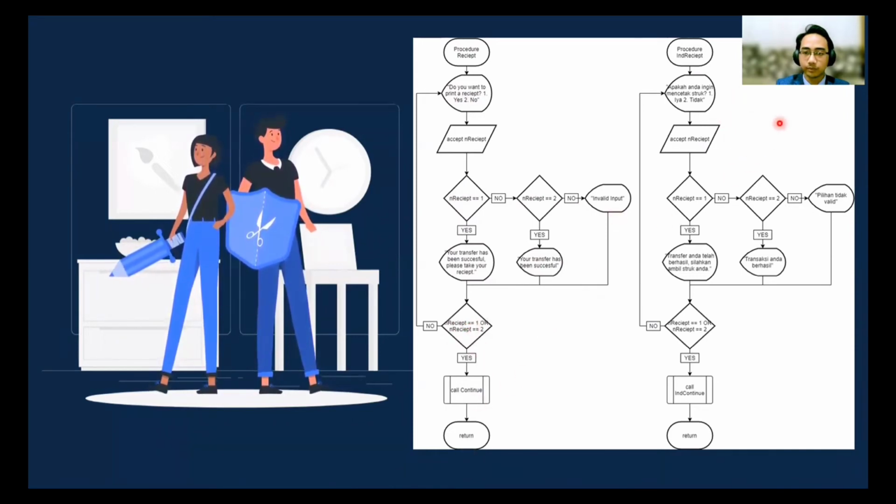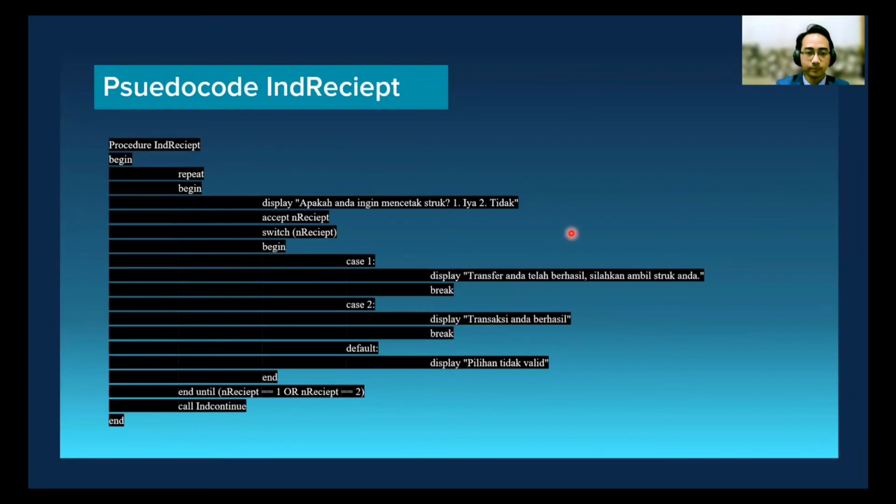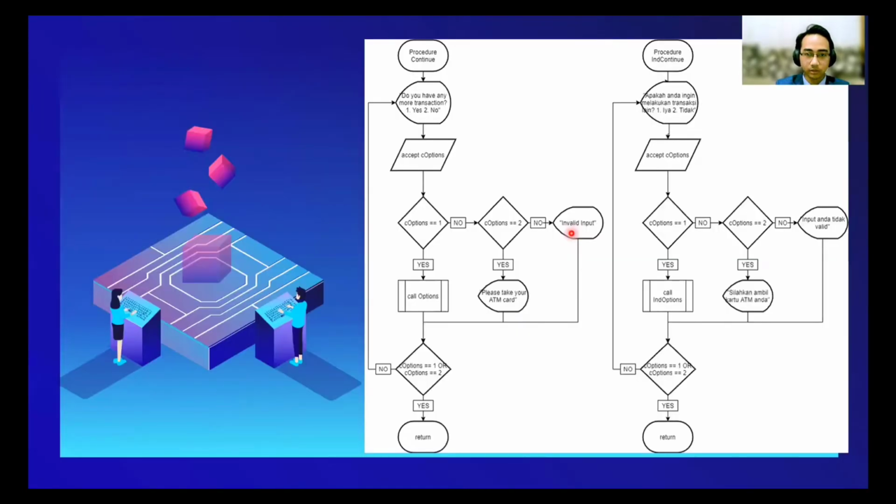This is the same process flowchart, but it only has Indonesian changed from English. This is the pseudocode for the receipt. We use repeat until here and a switch case. This is the same thing, but it is in Indonesian.